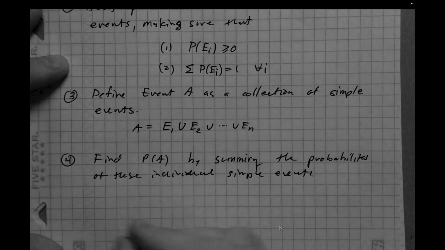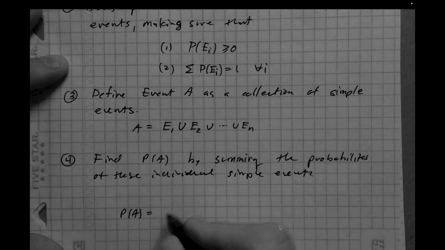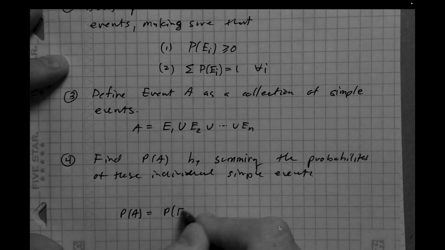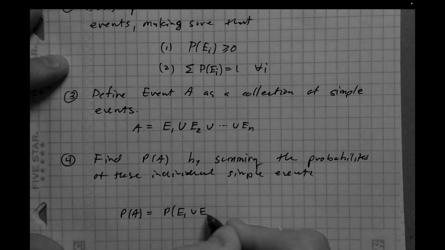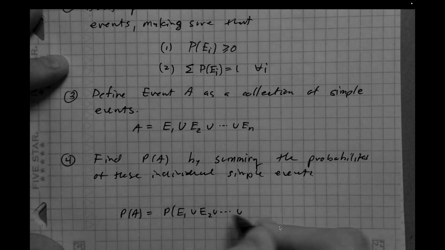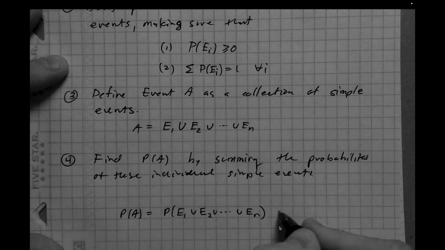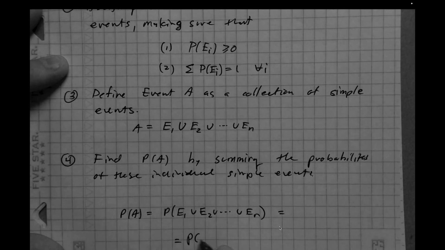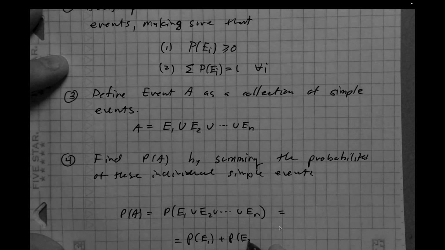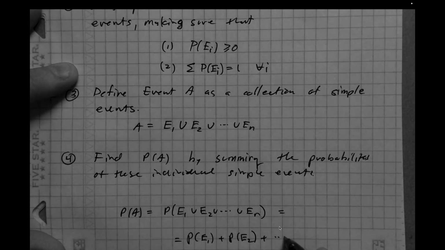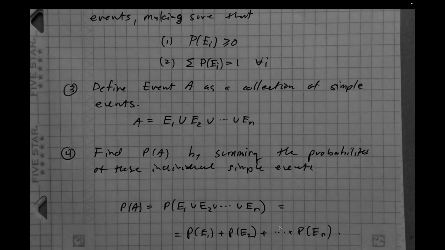Okay, so the probability of A is equal to the probability of E1 or E2 or ... En, which we know is the probability of E1 plus the probability of E2 plus ... plus the probability of En. Okay, and so that's the method. And that's largely what we did in the previous examples.